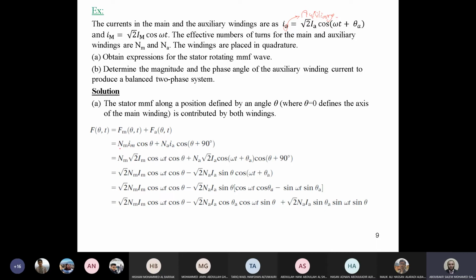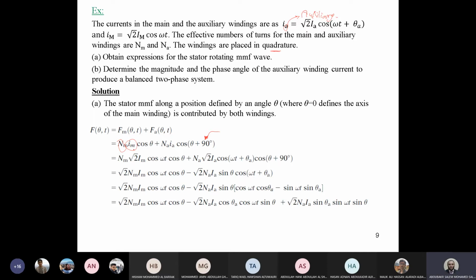So this is now MMF as a function of N and I multiplied by cosine theta, because we have Fm as a function of theta and t. So current is a function of t and the MMF is a function of theta. The same is also for the MMF of the auxiliary winding, Na Ia cosine of theta plus 90 degrees. Why plus 90 degrees? Because we said it's shifted by 90 degrees here, placed in quadrature.